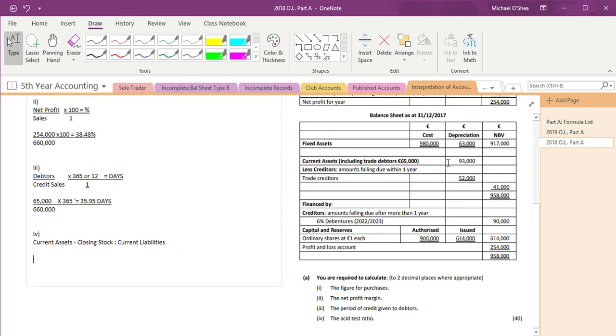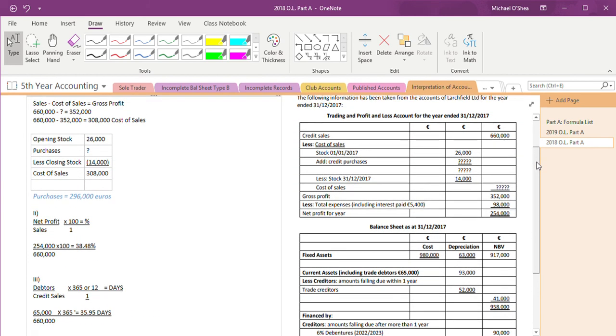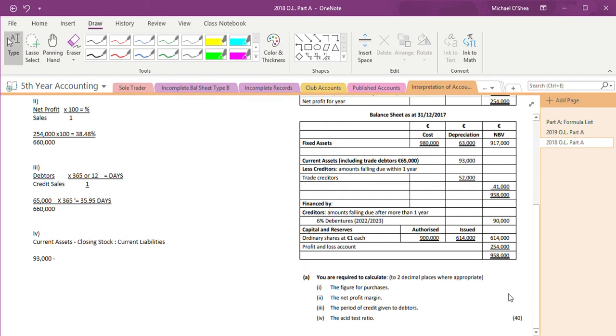Quite easy. My current assets, 93,000, given here in the question, 93,000. My closing stock, am I going to find it here in my current assets? No, because they haven't listed information. My closing stock I can find up here, 14,000. It's my closing stock for my trading profit and loss. Same thing. So minus 14,000, and that's going to be put up against my current liabilities. So it's a ratio to find out which is larger. My current liabilities is given here. My short-term liabilities within 1 year, 52,000.